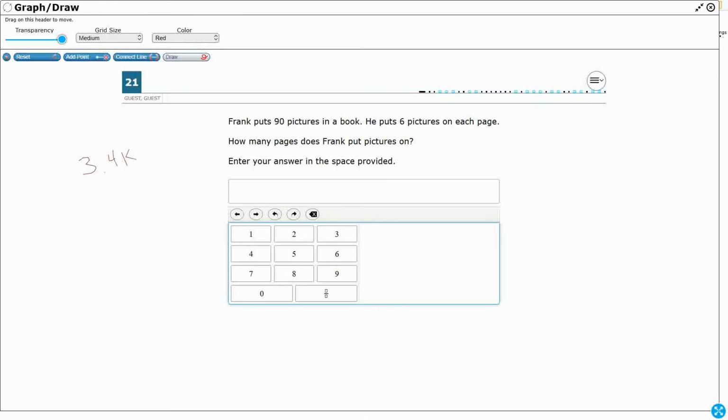Frank puts 90 pictures in a book. He put 6 pictures on each page. So we've got equal groups, but we have our total. So we've got a total of 90. We need to be able to recognize that. Do we have a total? Yes, there's our total.